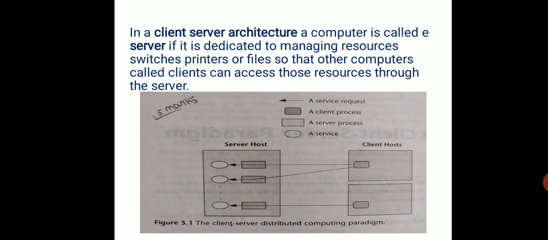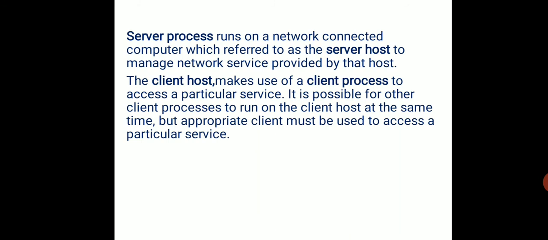The diagram shows the client server architecture, the server host and the client host. The client host has its client process, and the server host has the server processes and multiple services. The client host can access the services through its client processes. They access the server processes, and the server process provides the service. The server process runs on a network connected computer, referred to as the server host, to manage the network service provided by that host.